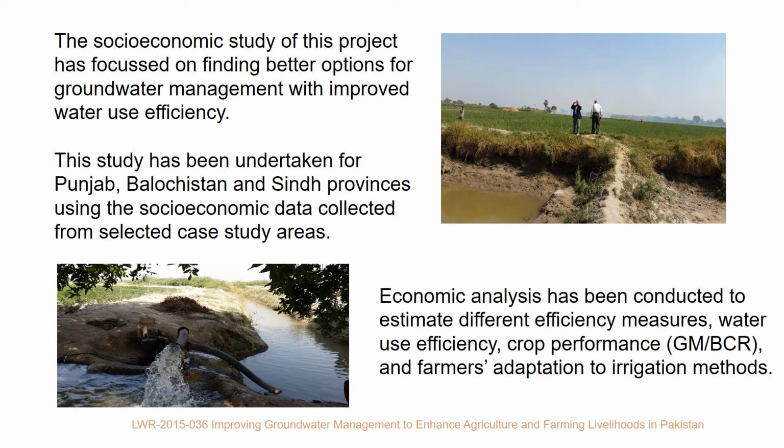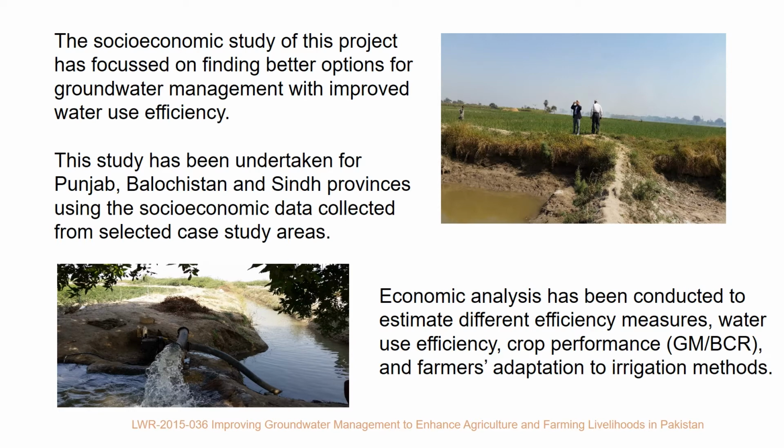The socio-economic study of this project has focused on finding better options for groundwater management with improved water use efficiency. The study has been undertaken for Punjab, Balochistan, and Sindh provinces using the socio-economic data collected from selected case study areas. Our economic analysis has been conducted to estimate different efficiency measures at farm level, such as technical, allocative, and economic efficiency, and water use efficiency and crop performances in relation to gross margin and benefit cost ratios.